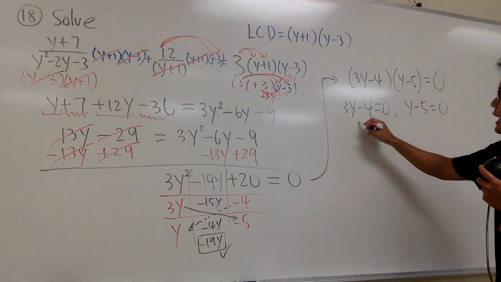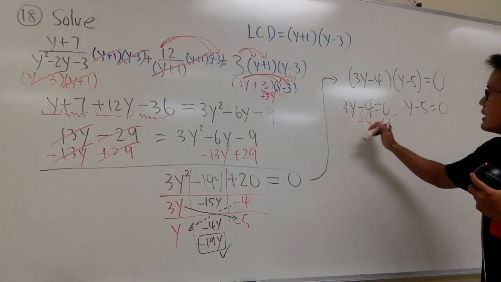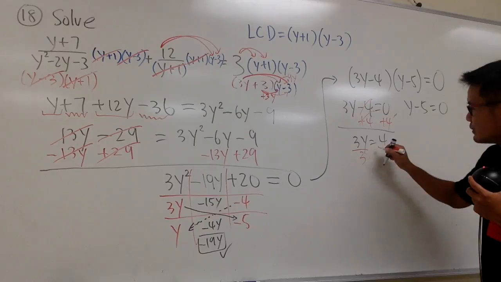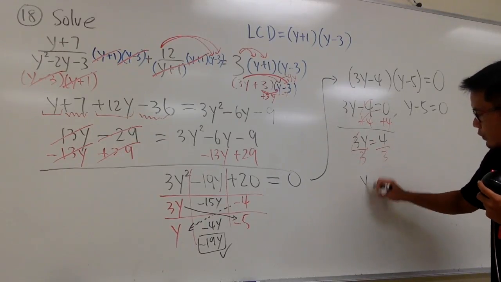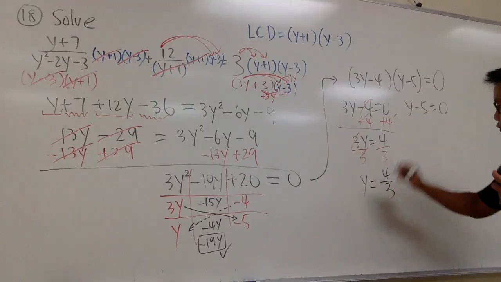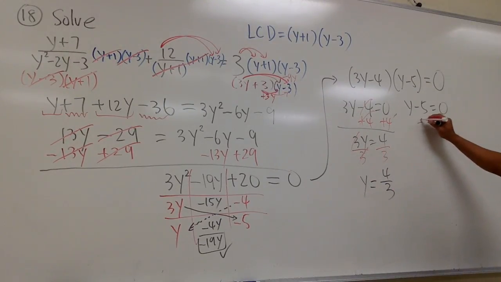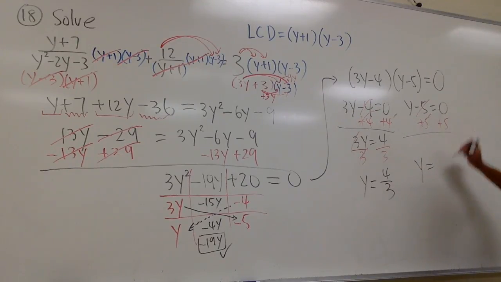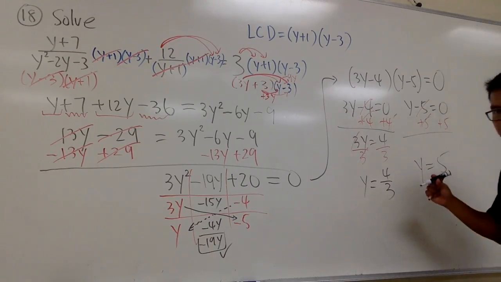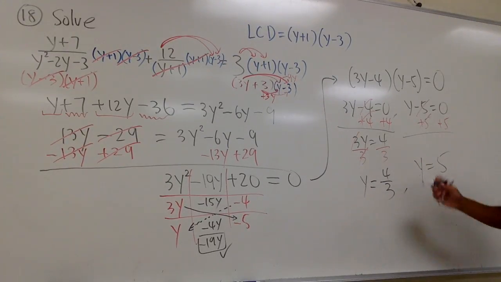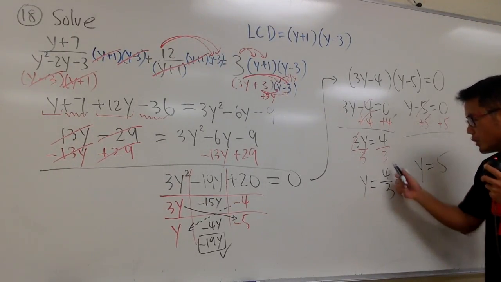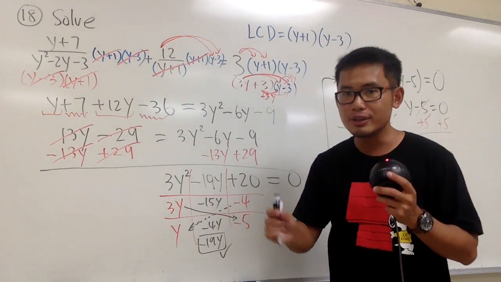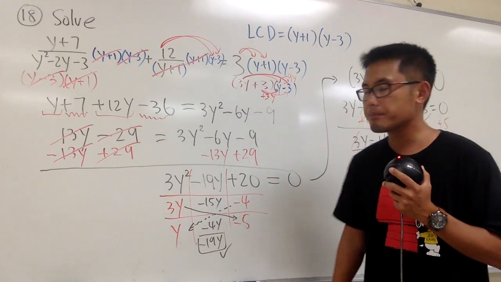For this one, we add 4 on both sides, and we get 3y equals 4. And then we divide both sides by 3. So we have the first one right here, 4 over 3. On the other hand, we can just add 5 on both sides, so they cancel, and I will have y equals positive 5. So here we have the two possible answers. What do we need to do next? Be sure we plug in these two values into the original equation, especially just on the denominator, okay?